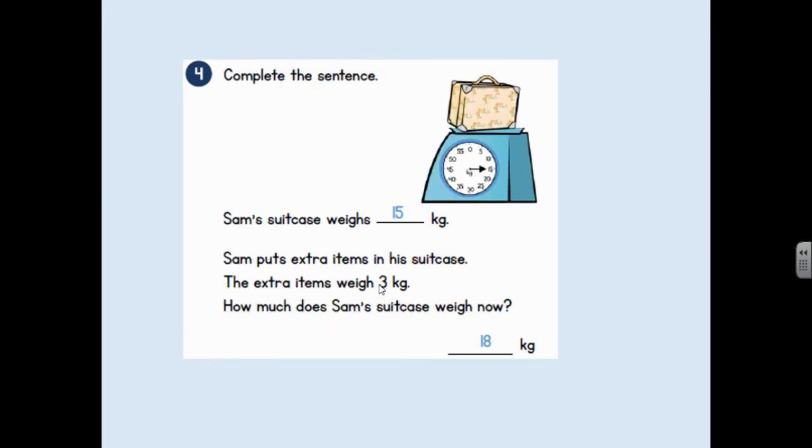Alright, let's look at question number 4. Sam's suitcase weighs 15 kilograms. Now Sam puts an extra item in his suitcase. The extra item weighs 3 kilograms. So 15 plus 3 is 18 kilograms.